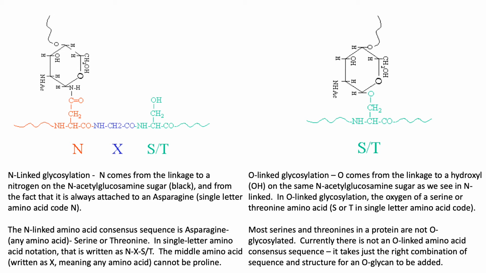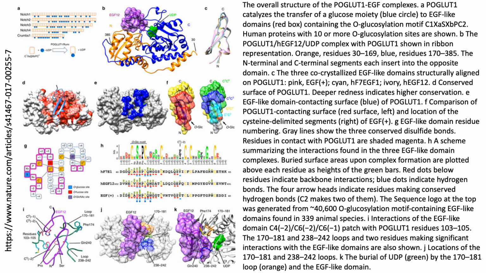It is just a serine or threonine with no asparagine there, but it also does have to be on the surface. O-linked is a little less common than the N-linked, but you've got to have just the right combination of sequence and structure for an O-glycan, and we're not sure beyond the serine or threonine what you need.